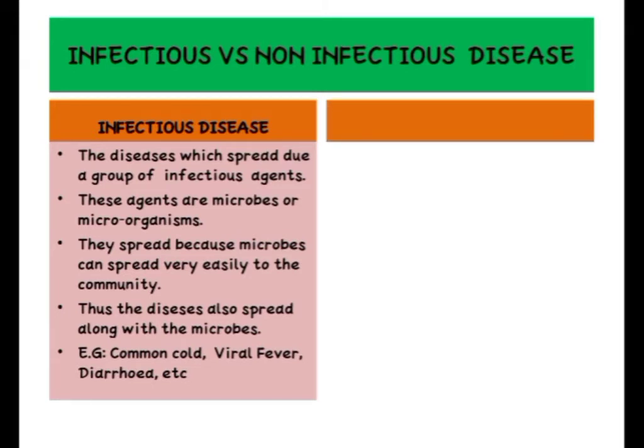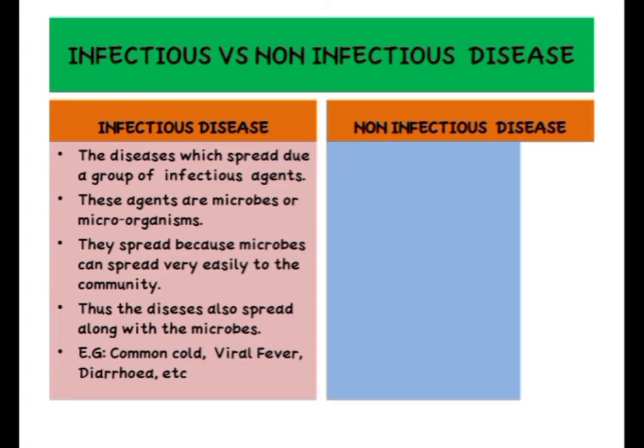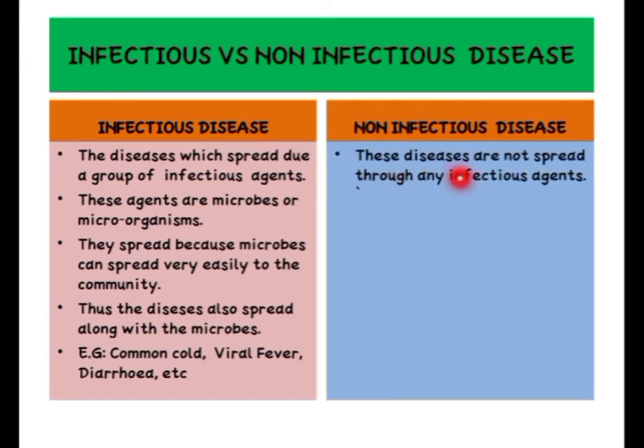Our next type is non-infectious disease. What is non-infectious disease? These diseases are not spread through any infectious agents. That means microbes. Agents means microbes. Infectious agents do not carry this disease. Then how does this disease arise? Their cause may vary. That means they have many different kinds of causes.